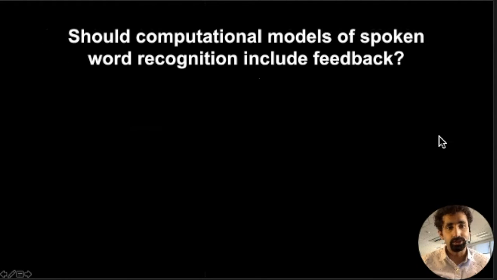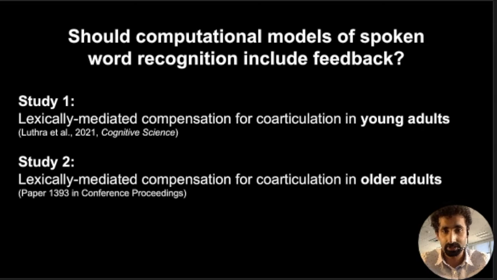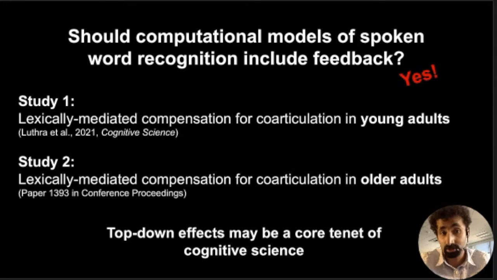So the question really is whether we should include top-down feedback in our computational models of spoken word recognition. And one challenge is that many phenomena can be explained by both accounts, making it difficult to adjudicate between them. In this talk, I'll describe two recent sets of findings from our group, one recently published in the journal Cognitive Science, the other described in the proceedings for this year's conference, that suggest that high-level knowledge has a direct top-down influence on perception, with important implications for other domains of cognitive science.